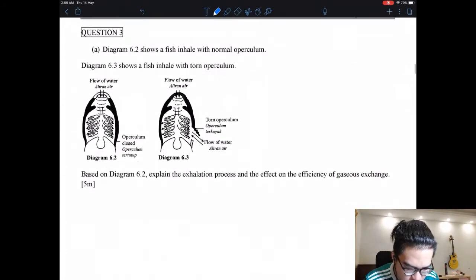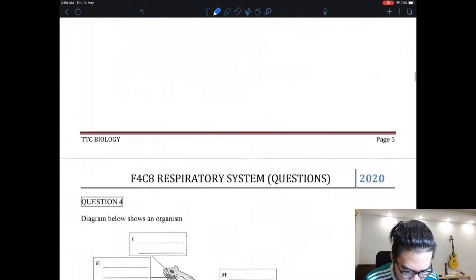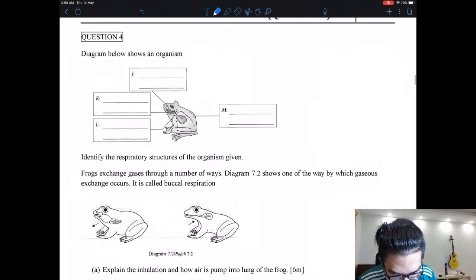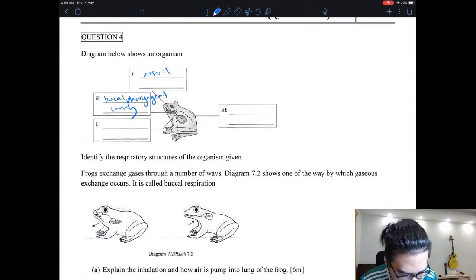Okay, so fish again. Not going to talk about fish. Let's talk about amphibians. So this is the nostril. This is the buccal-pharyngeal cavity. Okay, long name. This is the skin. This is the glottis.